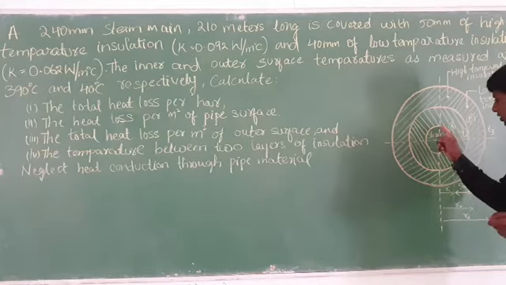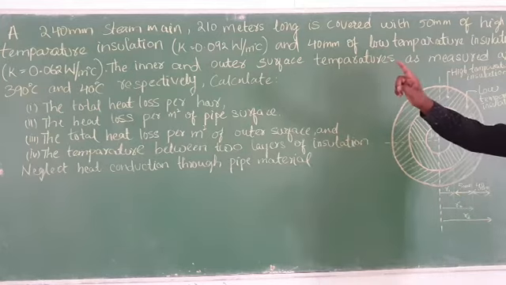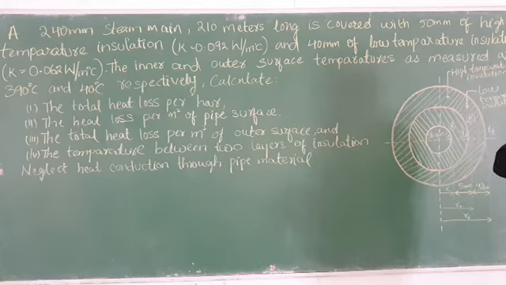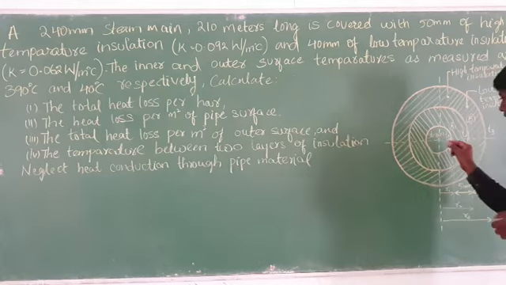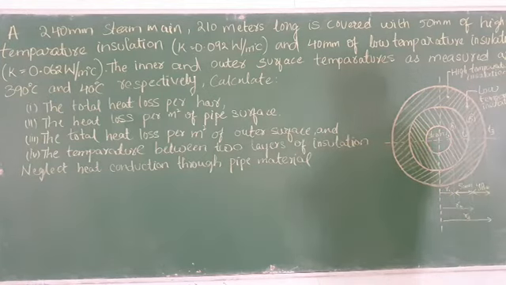So this is the steam pipe. Here it is given as a 240 mm steam main or steam pipe. First, the diameter, which you consider from this point to this point, is 240. And a length of 210 meters is given.